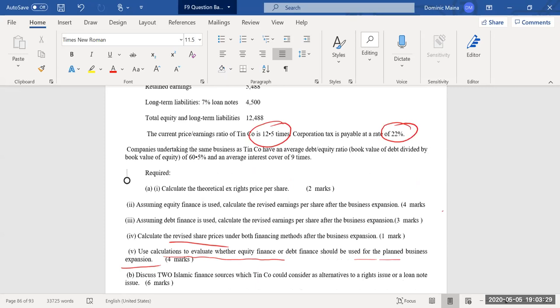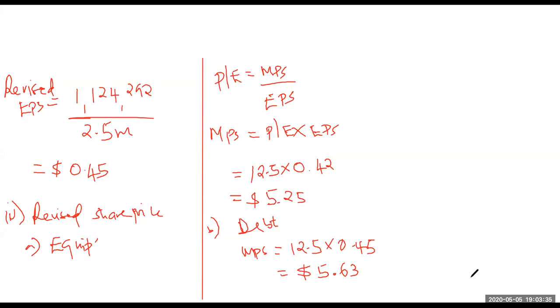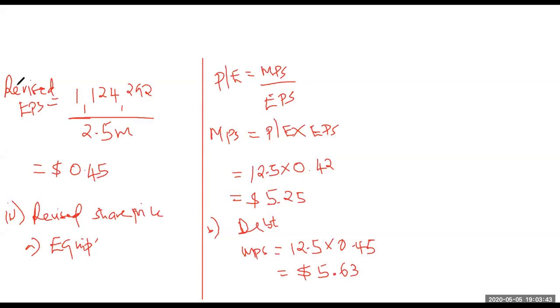As for the share price, the market price per share is higher than the TERP in both cases, so the company should go for both. It would be much better for them to use debt, as it has a higher market price per share.